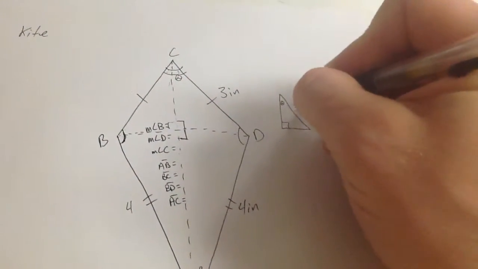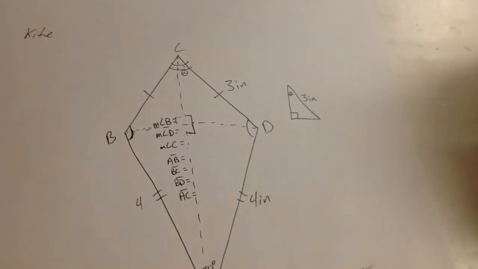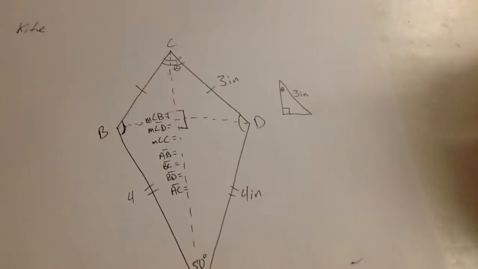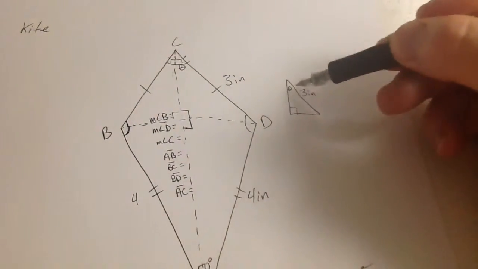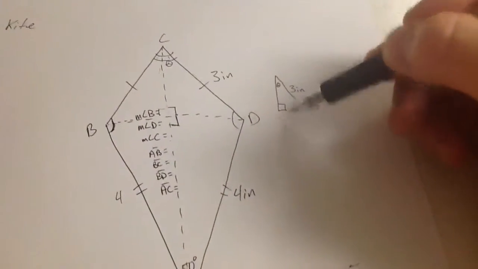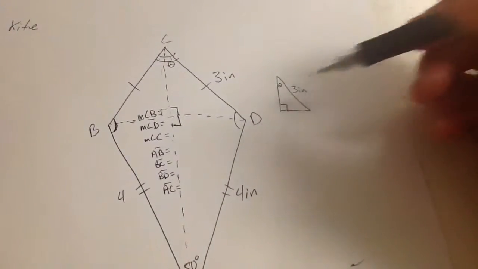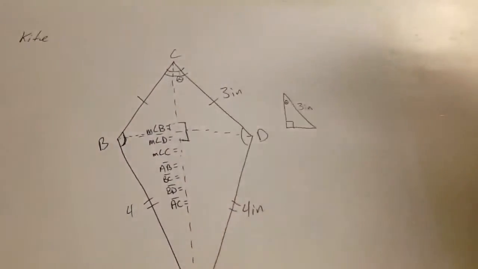I know this side is 3 inches, but I don't know anything else. Don't know this side, don't know this side. So I can't do SOHCAHTOA yet, because I don't have my opposite or adjacent. I only have the hypotenuse. So I'm kind of stuck.